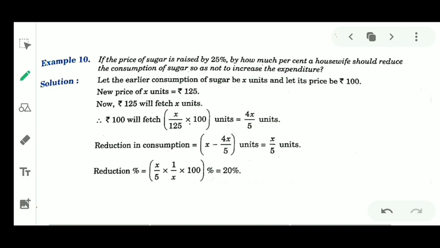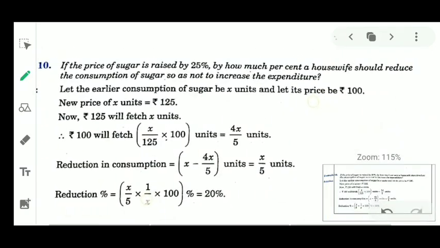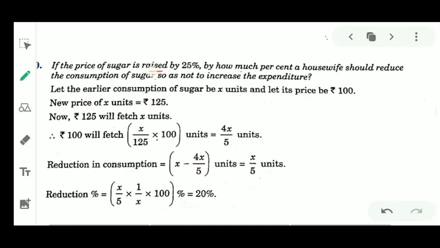Example 10. If the price of sugar is raised by 25%, by how much percent should a housewife reduce the consumption of sugar so as not to increase the expenditure? Let us understand the question. If the price of sugar is increased by 25%, then by how much percent should housewives reduce the consumption of sugar so as not to increase the expenditure?